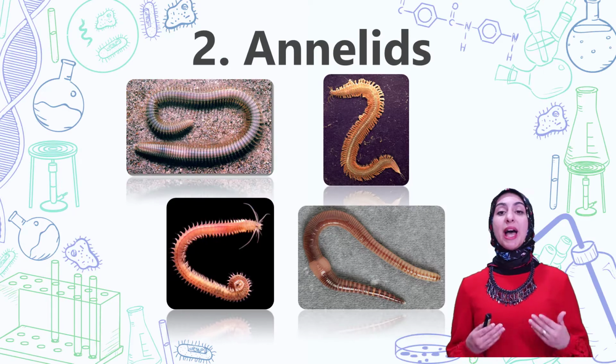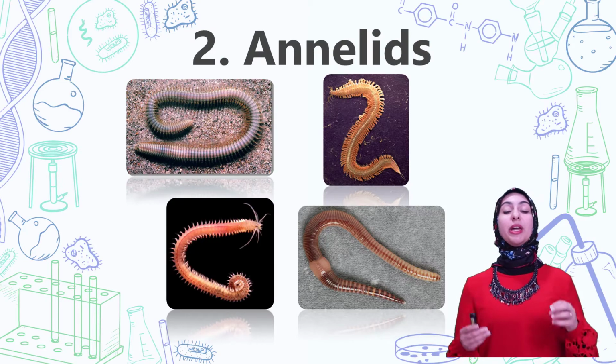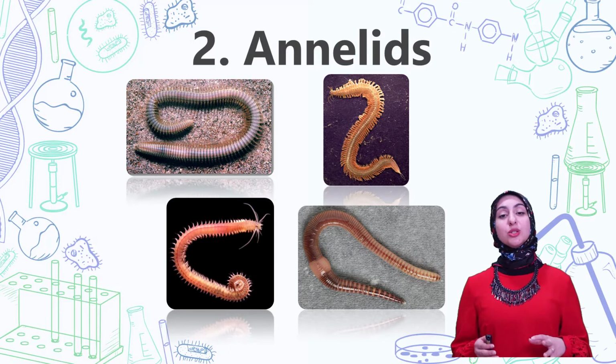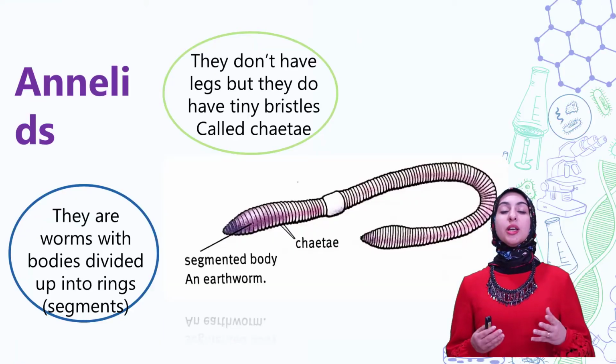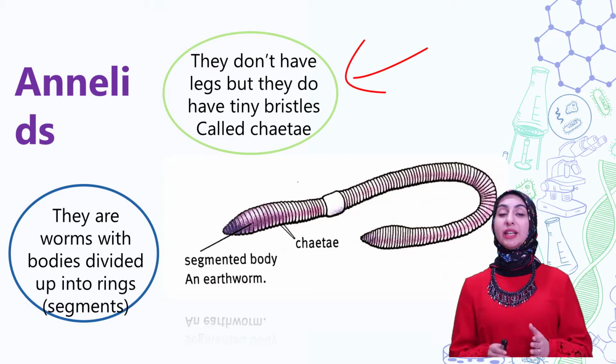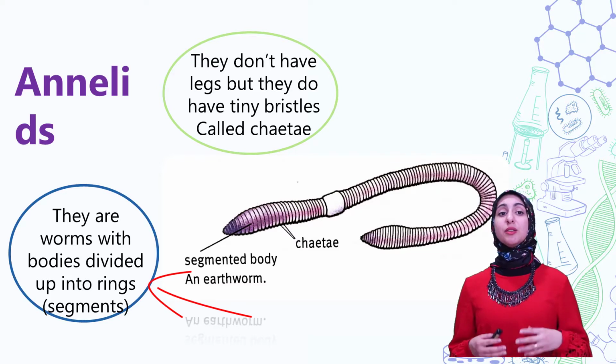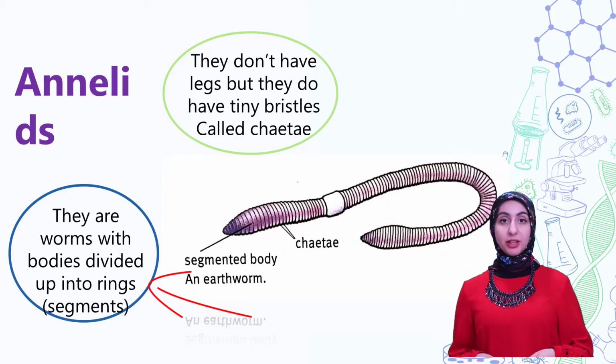The second group, annelids. Annelids group includes worms, like the earthworm. And also it has some characteristics. Number 1, they don't have legs, but they do have tiny bristles called chaetae. Number 2, they are worms with bodies divided up into rings or segments. Like the earthworm here, it has a segmented body.